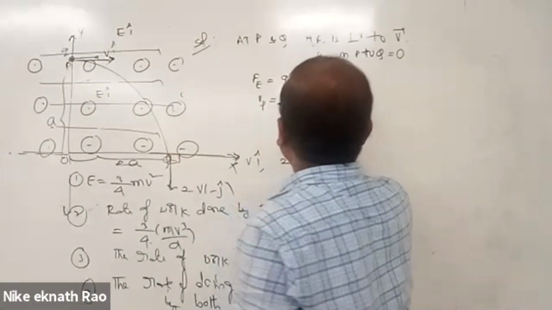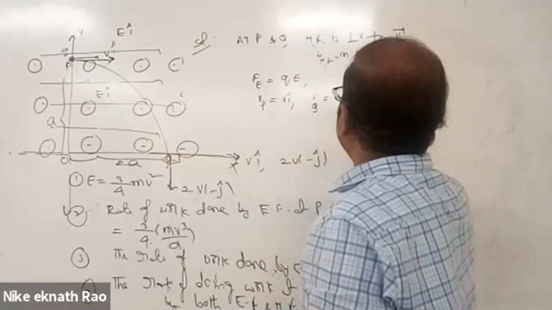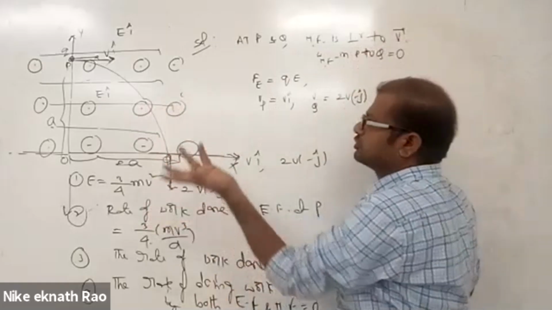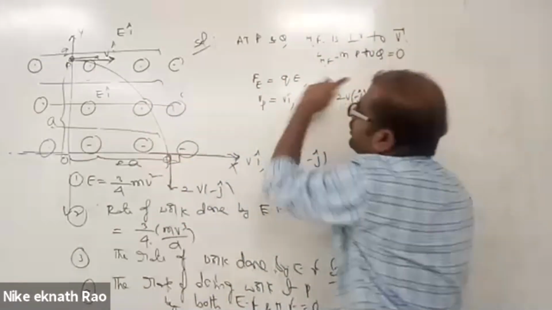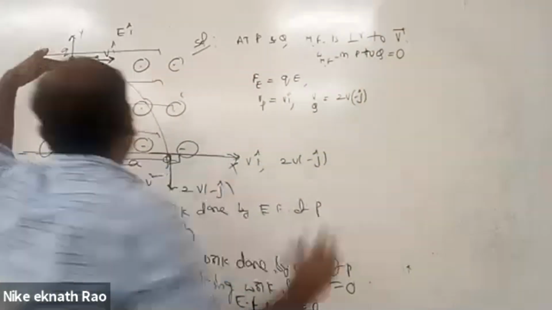Velocity at Q, how much? 2V, of course, J cap, but we want the kinetic energy magnitude. Here the magnetic field is not doing work, only the electric field is doing work. So the direction of the electric field is like this.